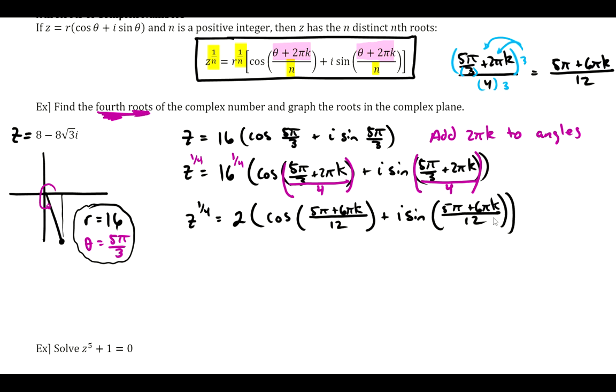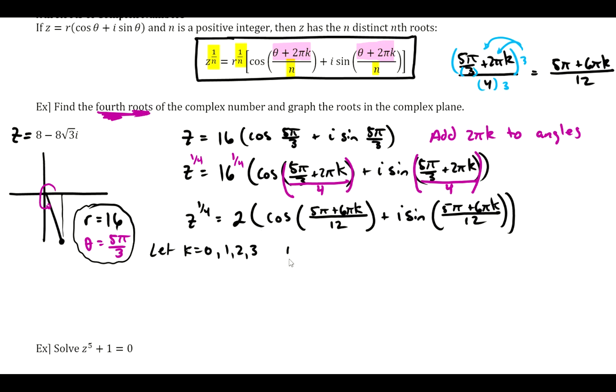Okay, and then now what we're doing to find all of these roots is we're going to let k equal 0, k equal 1, and however many we might need. Okay, so 4 roots means we should have 4 answers. So it should just be 0, 1, 2, and 3. Okay, so the number of answers we need is the number of k's that we need, starting at 0. So 0, 1, 2, 3. All right, so let's plug those in.